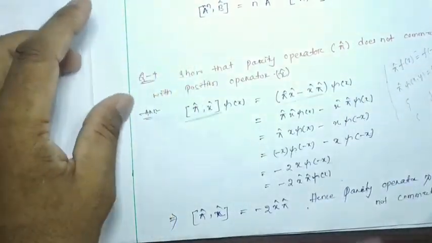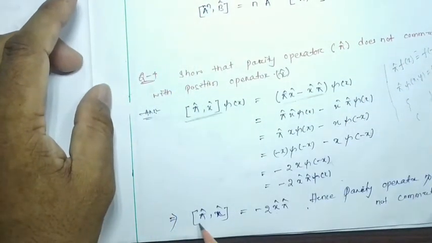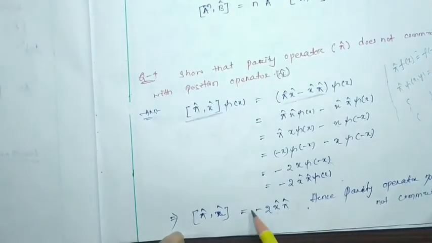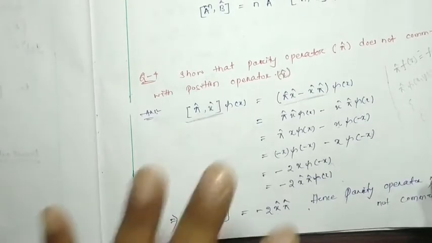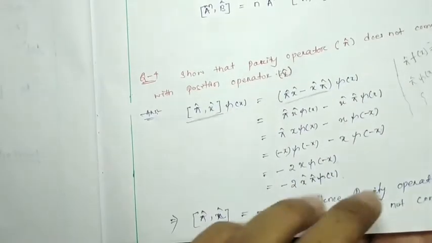So what we found is that the pi cap x commutation is equal to minus 2 x cap pi cap, which is not equal to 0. If it were 0, then we could say that the parity operator and position operator both commute with each other. So here we have found that both the operators do not commute with each other. So you can pause the video and write the notes.